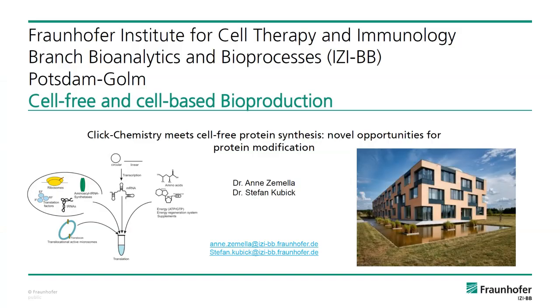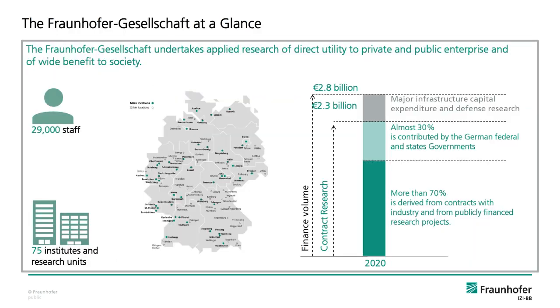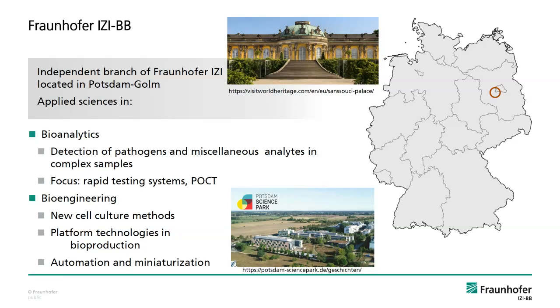Thank you for the kind introduction, and I want to thank the organizers for inviting me and for giving me the opportunity to present the results of the department Cell-Free and Cell-Based Bioprotection. As you have heard, I'm working at the Fraunhofer Gesellschaft, and nowadays the Fraunhofer Gesellschaft has nearly 30,000 employees, and we are working at 75 institutes and research units that are located around Potsdam, and we have some international institutes. And in 2020, we had a finance volume of 2.8 billion euros, and we have about 30% as funded by the German federal and state governments, and more than 70% is self-acquired by contracts with industry and from publicly financed research projects.